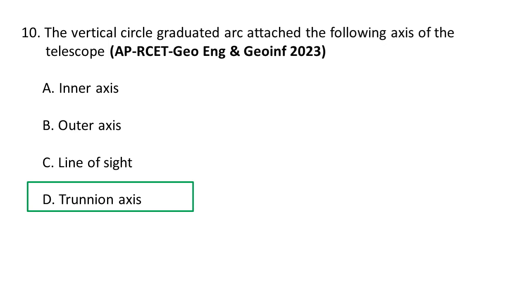So it's also known as the horizontal axis or transverse axis, and the Trunnion axis is parallel to the horizontal axis, which is defined by the tubular spirit bubble. So it's mounted on pivots that are attached to the vertical axis. So the Trunnion axis is the correct option.